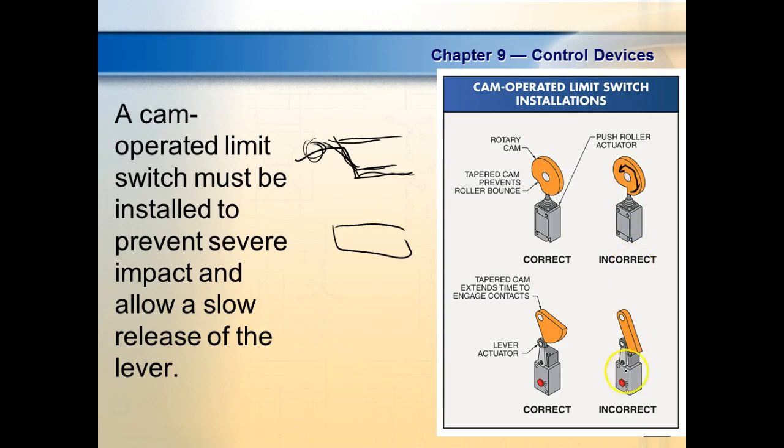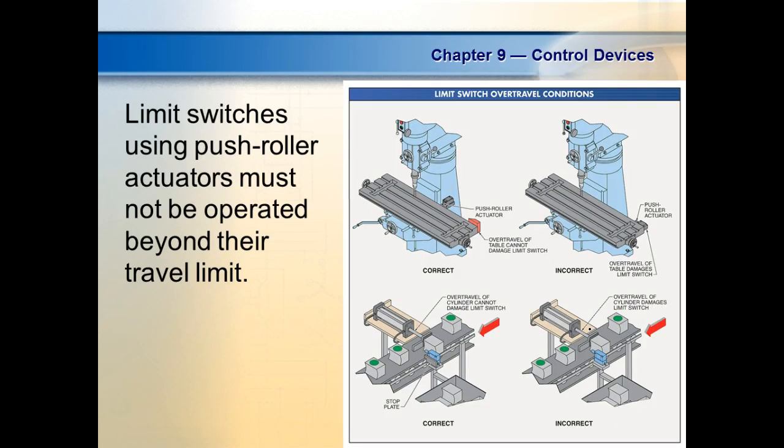So they're saying what we need to do. We don't want the operator to make really fast, high speed, abrupt changes. We want to make it change gradually. Limit switches use push rollers, and actuators must not be operated beyond their travel. Of course, we already know that. And like I said, you're going to see these things all over.